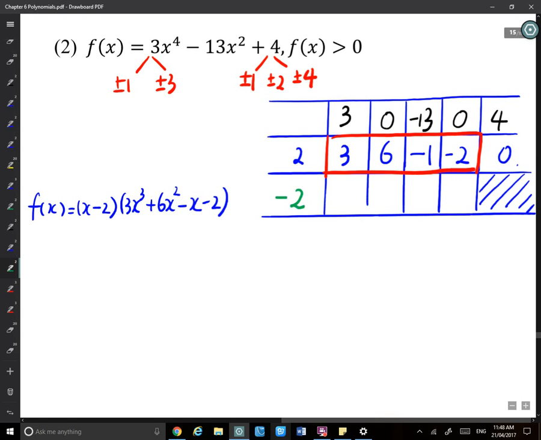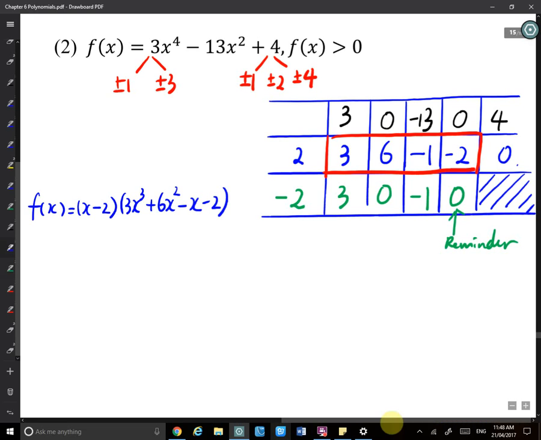Negative 2. Okay, the 3 will come down. Negative 2 times 3 will be negative 6. Negative 6 plus 6 will be 0. 0 times negative 2 will be 0. 0 plus negative 1 will be negative 1. Negative 2 times negative 1 is 2. 2 minus 2 will be 0. That is the remainder, and that is 0.